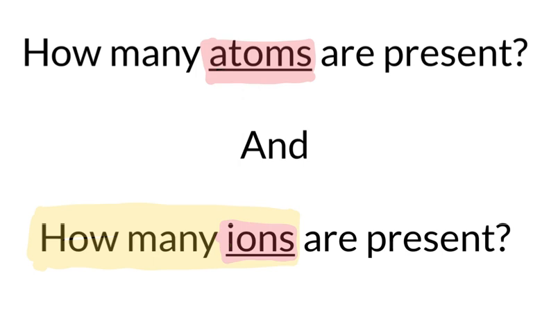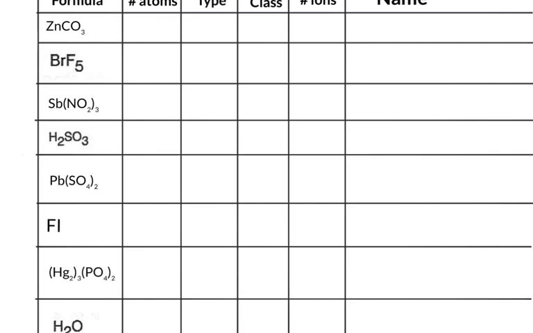In order to answer the number of ions question, you're going to need to know the type and classification of these compounds. So I'm going to start by just showing you the first two and leaving you to try the rest of them, and then I'll show you the answers for those. So let's start with zinc carbonate. That is its name. It's ZnCO3, and we want to count how many atoms there are. So in the formula, we can see that there is one zinc, one carbon, 3 oxygens, and that is a total of 5 atoms. To answer the number of ions, though, we need to do a little bit more.